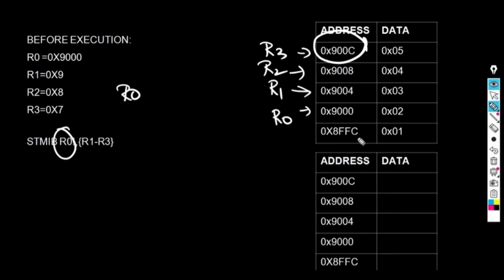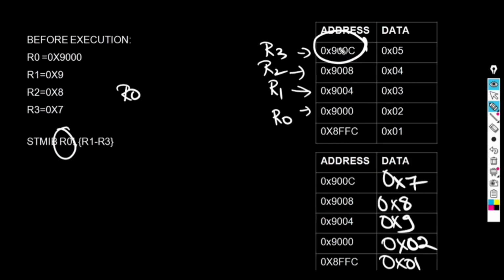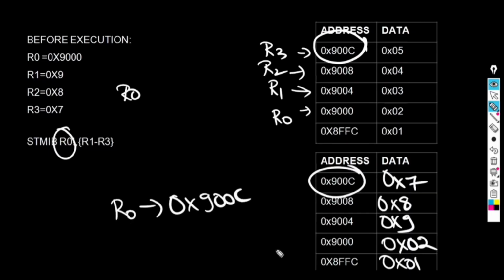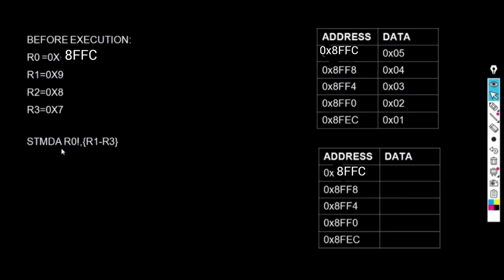As we know, this remains unaffected, so 0x01 is placed here. What happens to 9000? Because it's increment before, this value will also remain unaffected. Okay, but what happens to 9004, this particular address? This gets the value of R1, 0x9, and this gets the value of R2, this gets the value of R3. What happens to R0? This address, that is 0x900C, will be the address stored in R0. Okay. Next we have decrement after.